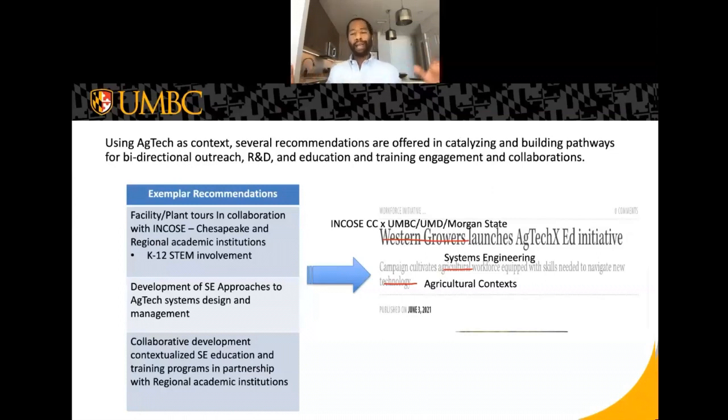And to bring some light to that, and to be a little bit provocative and throw a vision out there: as I was pulling together these slides and doing additional research in support of this talk, I ran across a workforce initiative in which Western growers, specifically in California, launched this Ag Tech X education initiative. In essence, it is about cultivating or evolving the ag workforce to be better equipped to work in these more technological contexts.